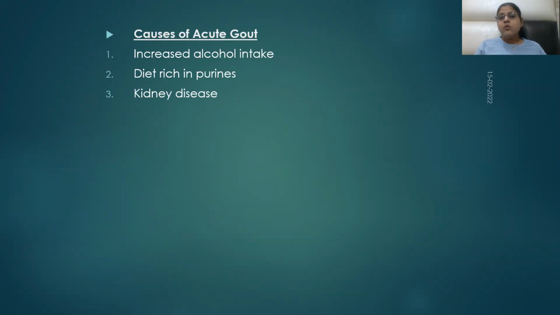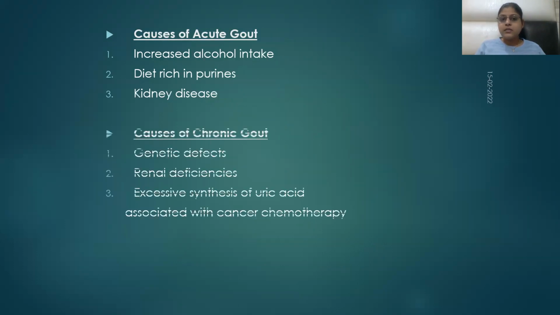Causes of acute gout are increased alcohol intake, a diet rich in protein and purines, and kidney disease. And causes of chronic gout can be genetic defects, diseases like leukemias and lymphomas, and renal deficiencies. Or there is excessive synthesis of uric acid in patients receiving radiotherapy or cancer chemotherapy.